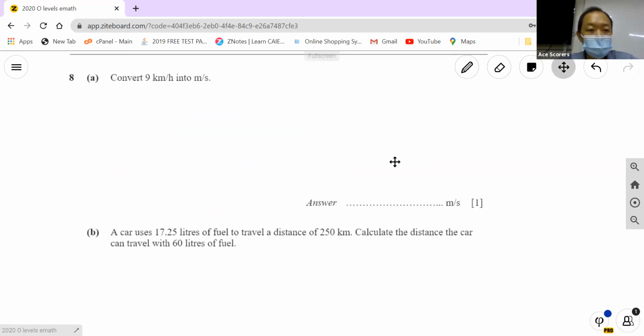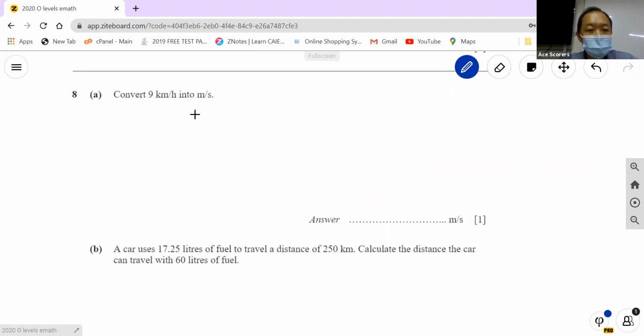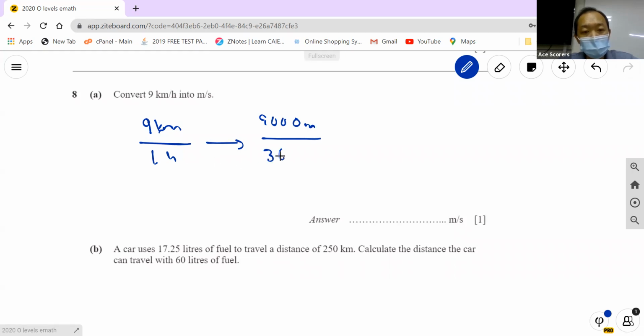Next. Convert 9 km per hour into meter per second. We write 9 km on top, 1 hour at the bottom. Change to, now 9 km is 9,000 meters. Okay, 1 hour is 3,600 seconds. And let your calculator do the magic. 9,000 divided by 3,600 is 2.5.